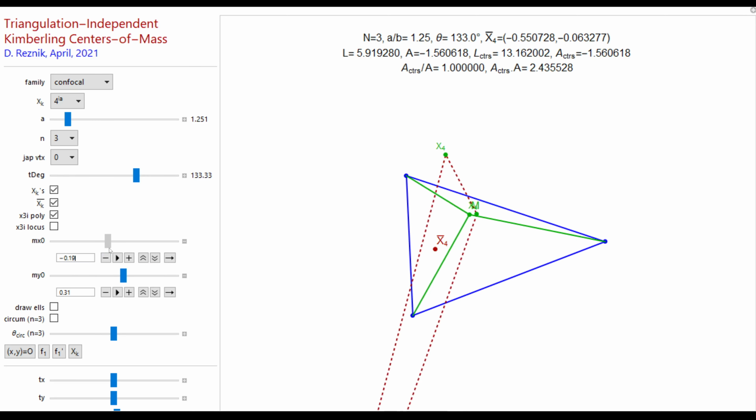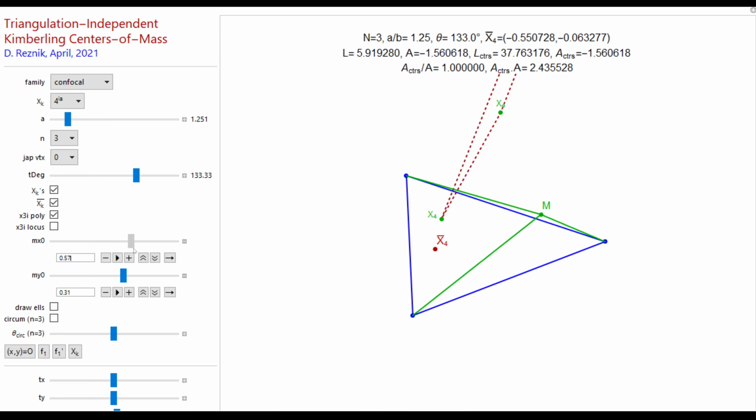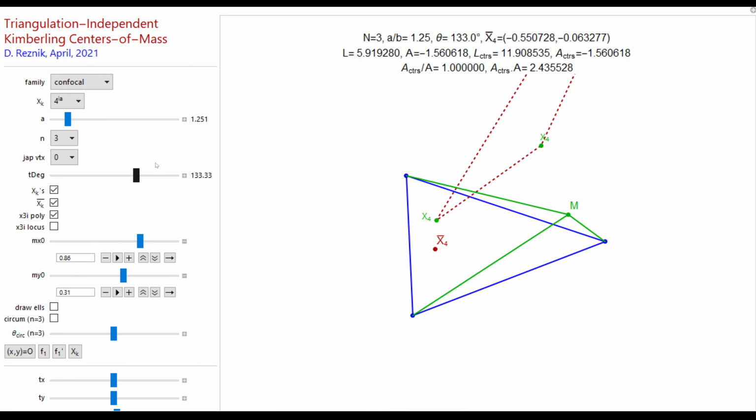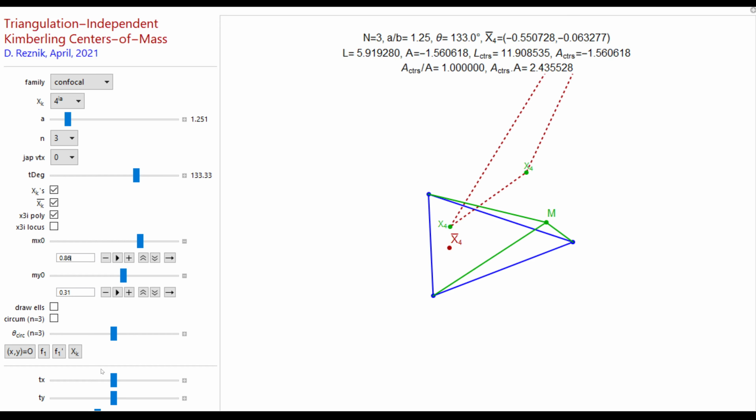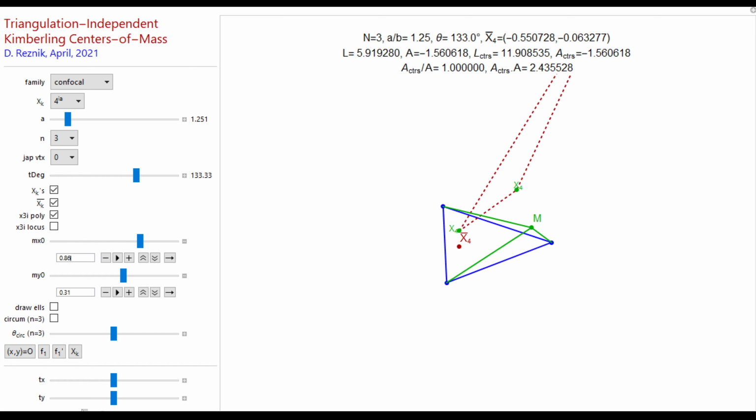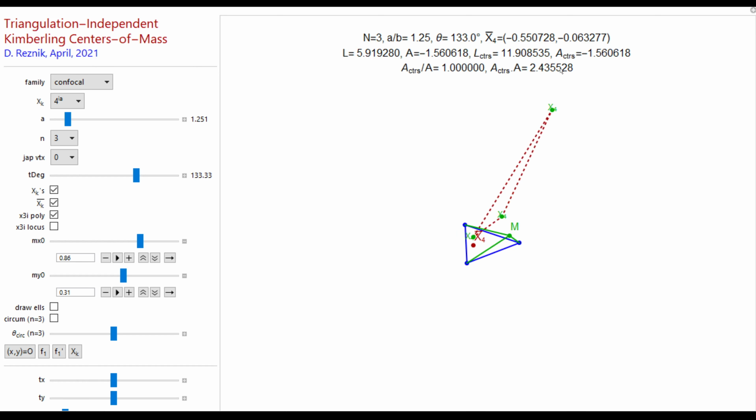Let's now move M outside of the triangle. M is now outside of the triangle. My perimeter is pretty large because my triangle now is very large, right? So if I scale this down, you can see the whole triangle there. It has a perimeter of 11.9 units versus the fixed perimeter of the blue triangle of 5.9.